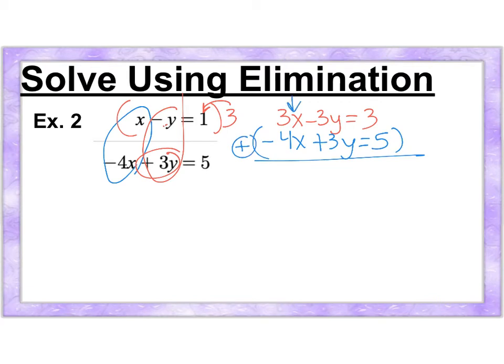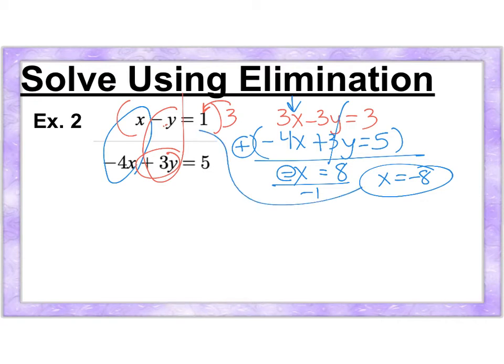And when I add down the first column, 3x plus negative 4x is a negative x. Negative 3y plus 3y is going to add to 0, and 3 plus 5 is going to be 8. We're not done yet. We still have this negative out there, so remember you can divide by negative 1, and x equals negative 8. I can plug that back into either of my equations.